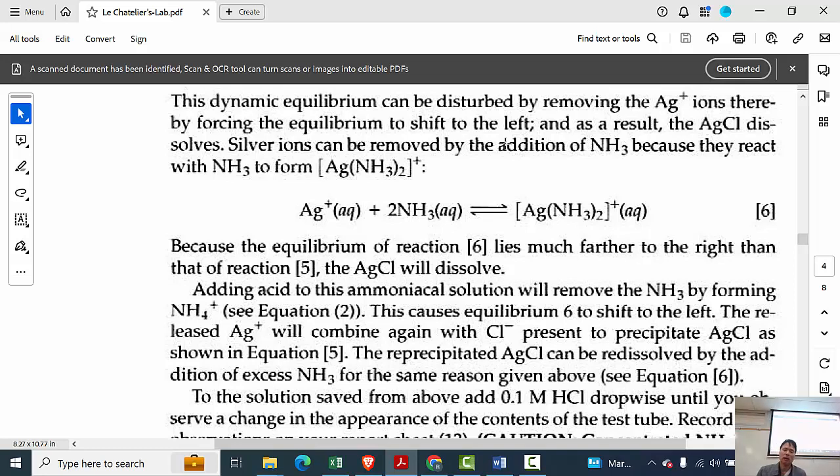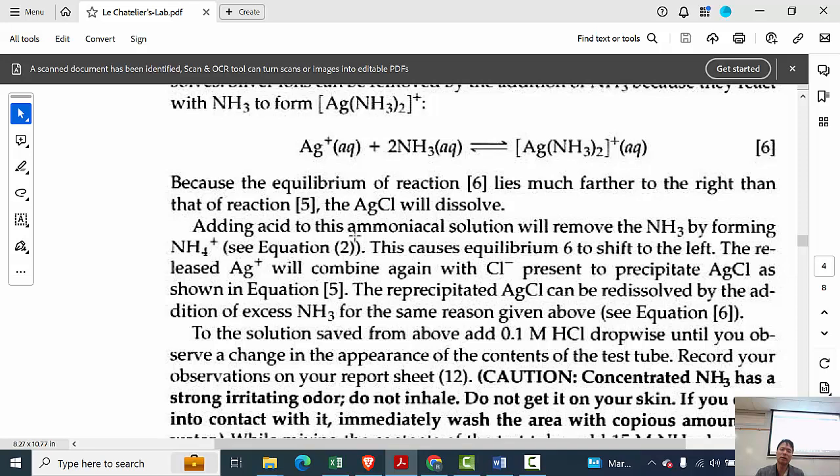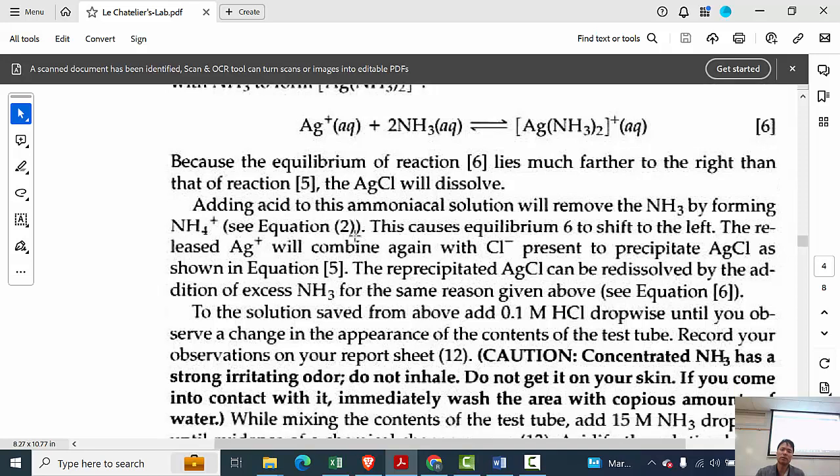But you'll want to watch out. So silver nitrate, silver chloride, all these are, and silver is also a heavy metal, so you have to watch out for heavy metal poisoning as well.